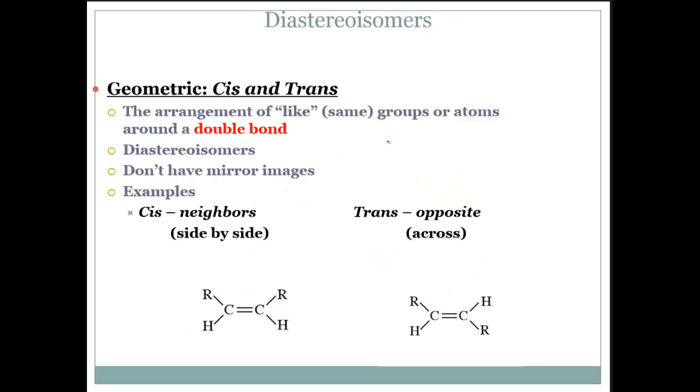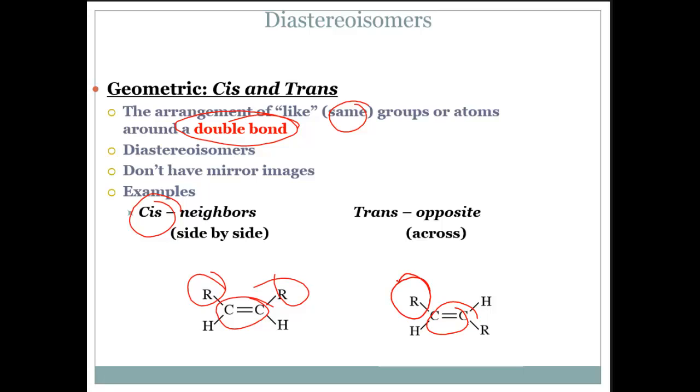Then we have diastereomers, and those are like geometric, cis, and trans. The arrangement of like or same groups of atoms around a double bond. These are called diastereomers. So if we look here, here's the double bond. The carbons are going up, both of them. This is cis. If we look at this double bond, one's going up and one's going down. They're going in opposite directions. This is called trans.